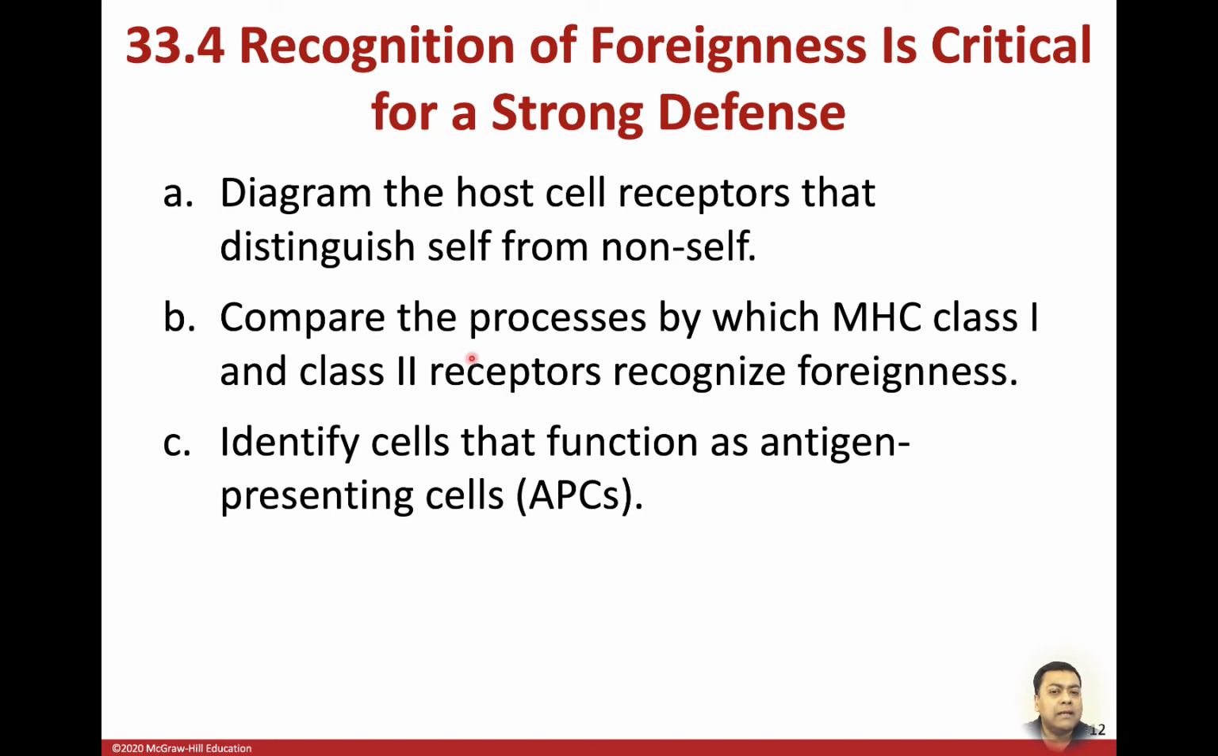We slightly touched that in our discussion in the innate immunity, but now we are going to talk about that in detail, and you will be able to correlate these two things. And also we are going to identify the cells that function as antigen presenting cells. We also talked about that.